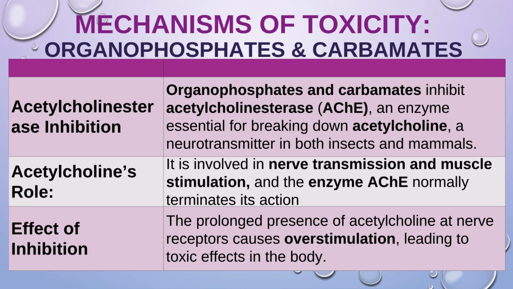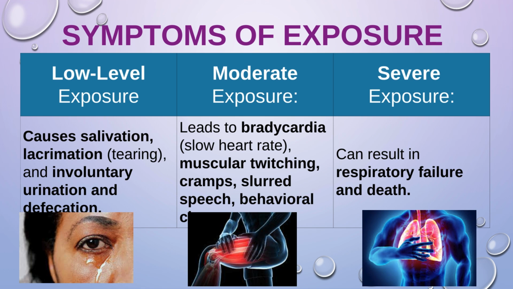And what's the role of acetylcholine? It is involved in nerve transmission and muscle stimulation, and the enzyme acetylcholinesterase terminates its action. So what's the effect? The prolonged presence of acetylcholine at nerve receptors causes overstimulation, leading to toxic effects in the body. So the symptoms of exposure to pesticides, we have salivation, lacrimation, and involuntary urination and defecation. Even at low level exposure.